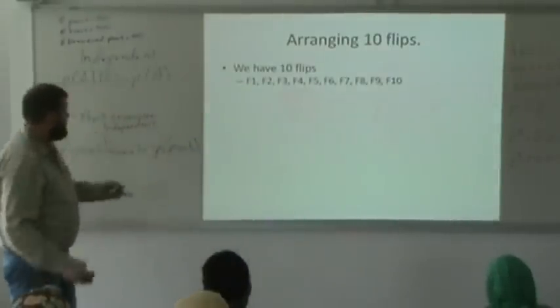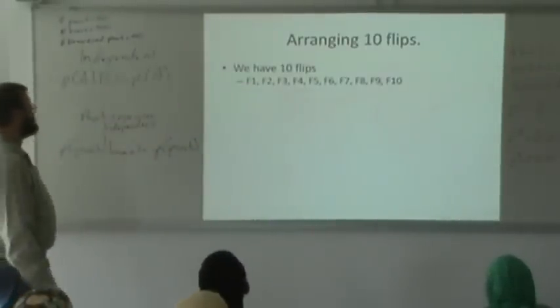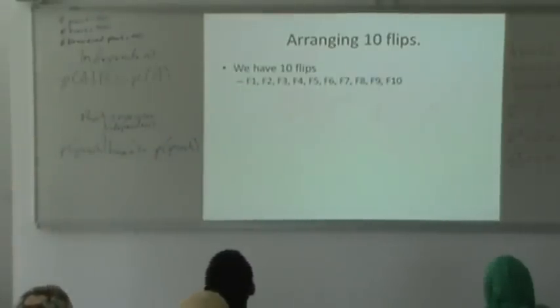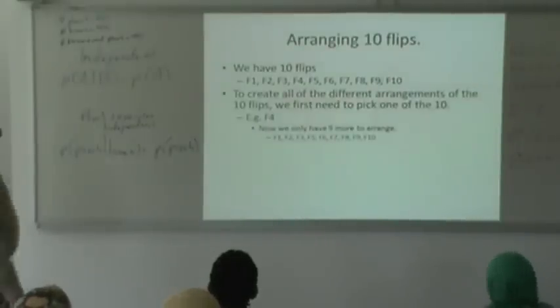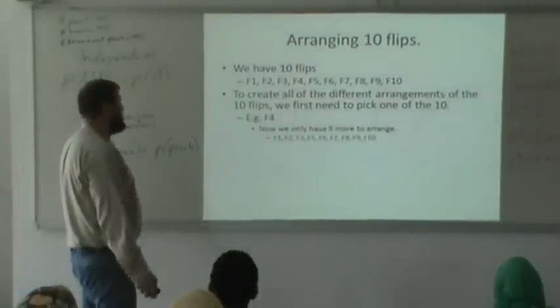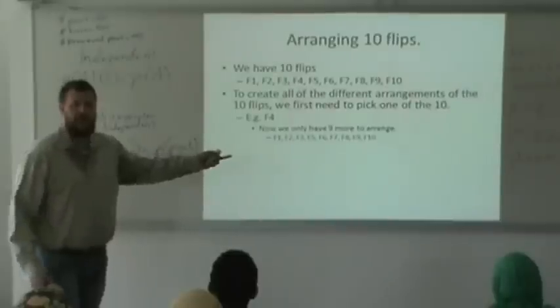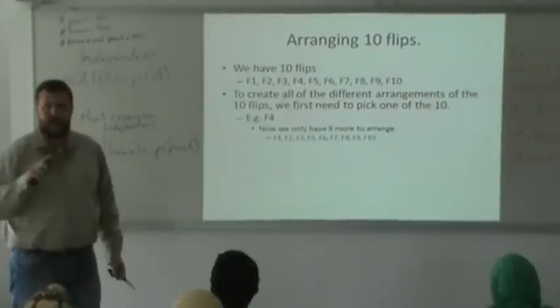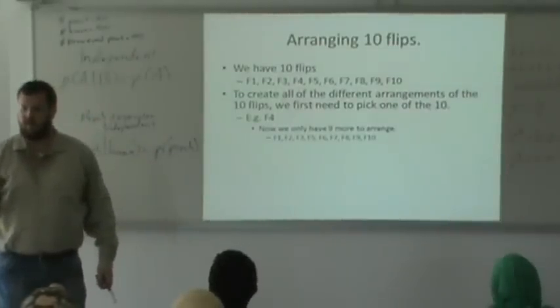We have 10 flips, right? Flip 1, 2, 3, 4, 5, 6, 7, 8, 9, 10. How many different ways can we arrange those 10 flips? 10 factorial, right? To create all of the different arrangements, we first need to pick one of the 10, right? We have a K equal to 10.